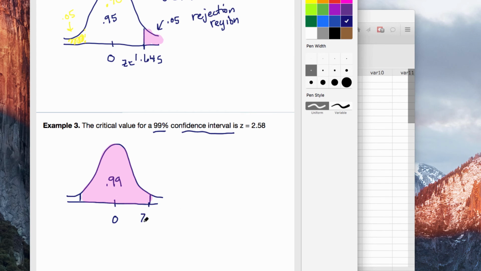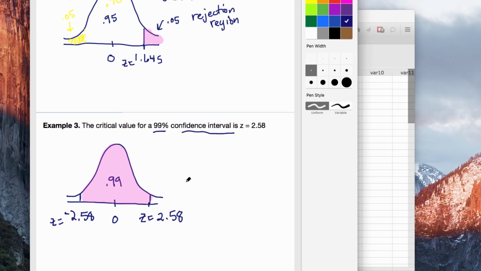So Z equals 2.58. Usually when we talk about critical values, we only give the positive one because the negative one is implied. It's implied in the formula for the confidence interval. Here's a negative 2.58. That's the Z value.